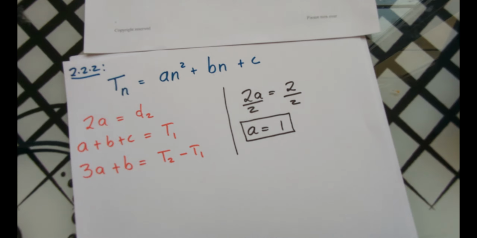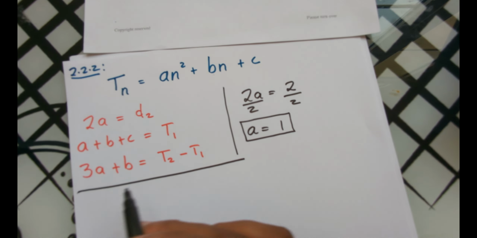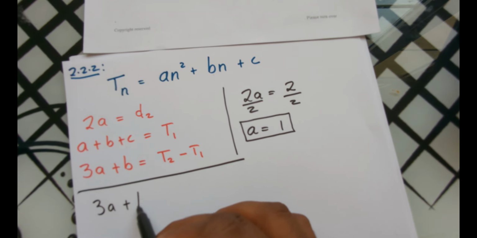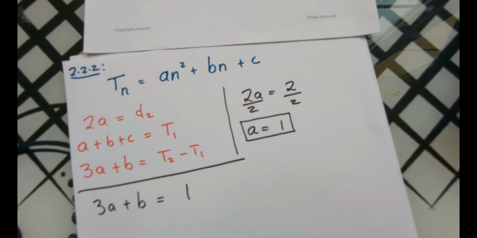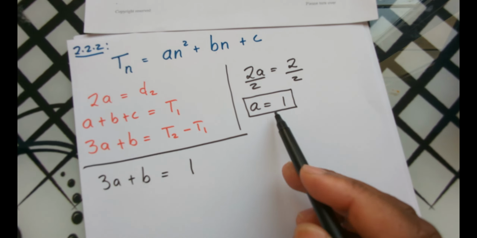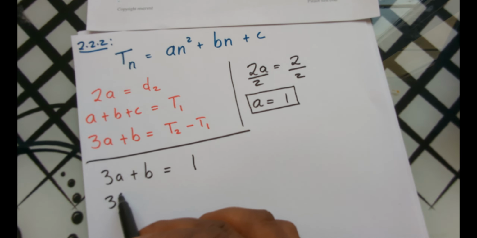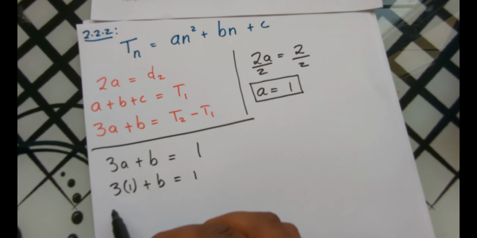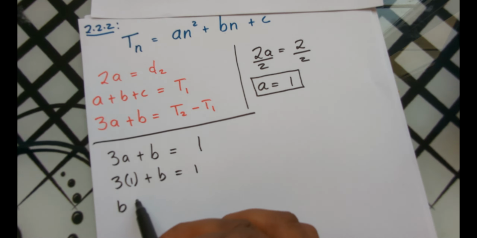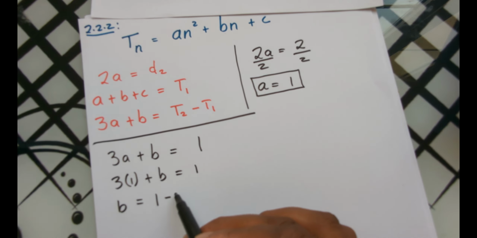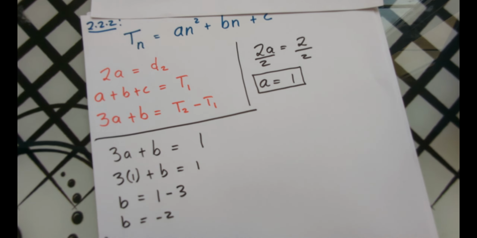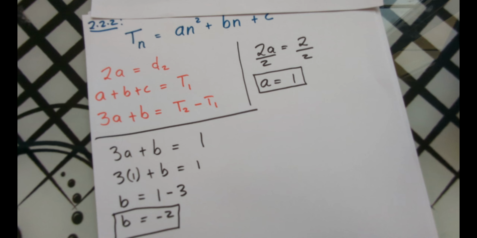So let's go to our equation. 3a plus b is equal to 1. And we already know the value of a. So it will be 3 multiplied by 1 plus b is equal to 1. And b would be 1 minus 3, which is negative 2. So the value of our b is negative 2.